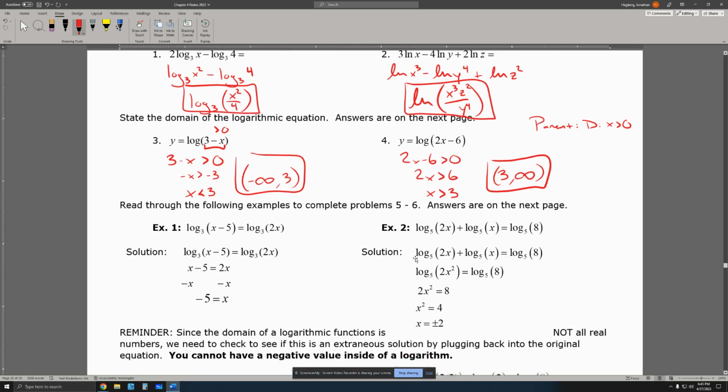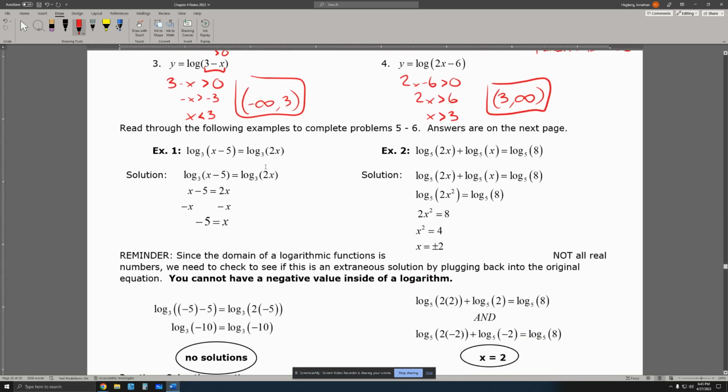Okay, let's check out a few examples. So here we have log base 3 of x minus 5 equals log base 3 of 2x. Just like exponentials, if we have a common base on both sides of the equation and there's nothing on the outside of those logs, we can just set the arguments of the logs equal to one another. So we get x minus 5 equals 2x. Solving for x, we subtract x from both sides, and we get x equals negative 5.